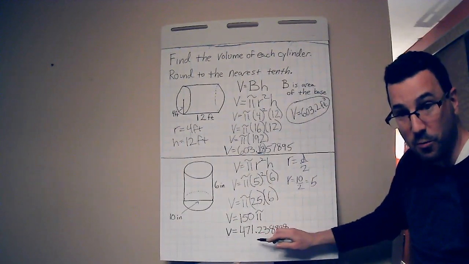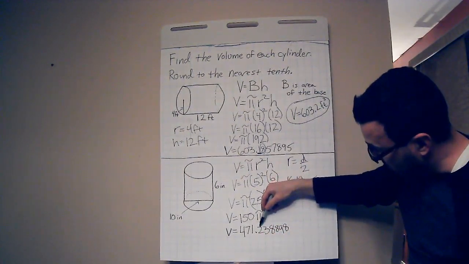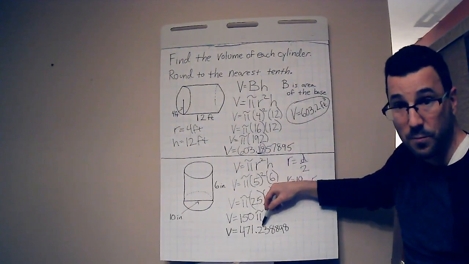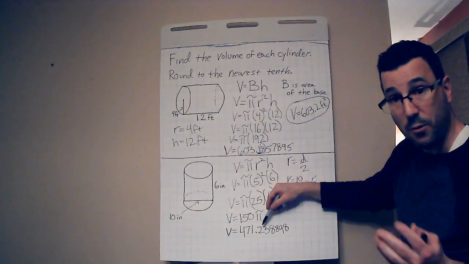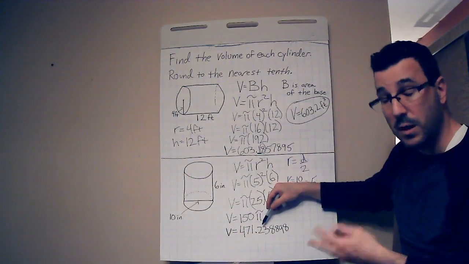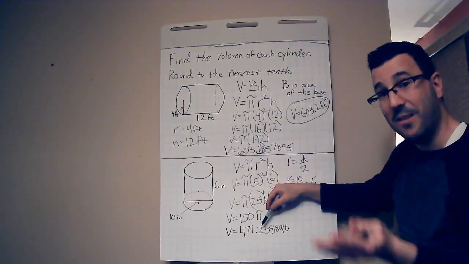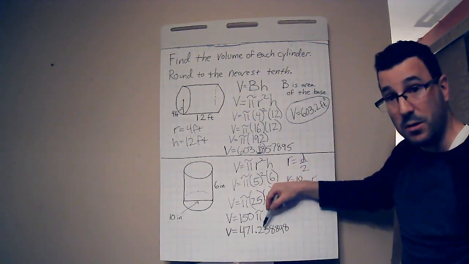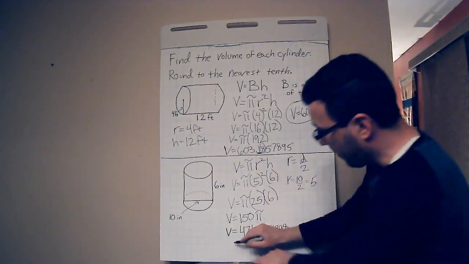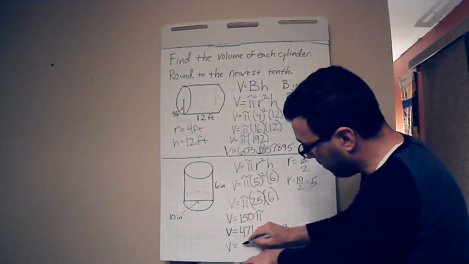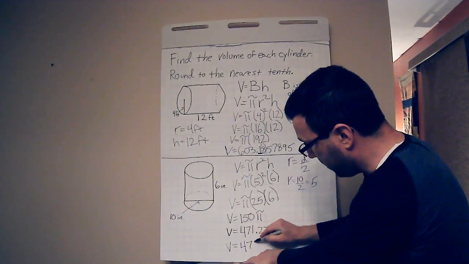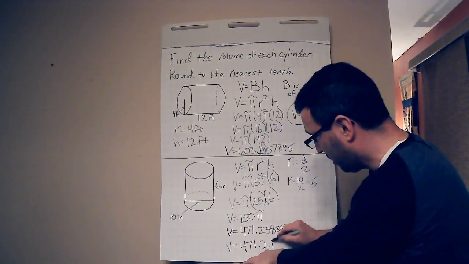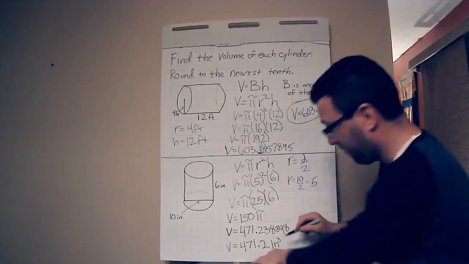So when I look at this, I'm looking at the 2 and I'm saying, does the 3 that comes after it do anything to change the 2? Remember, if we're going from 0 to 4, that doesn't change the number. 5 up to 9, that does. Since this is a 3, we're closer to 0.2 than to 0.3. So when I write this, volume equals 471.2 cubic inches.